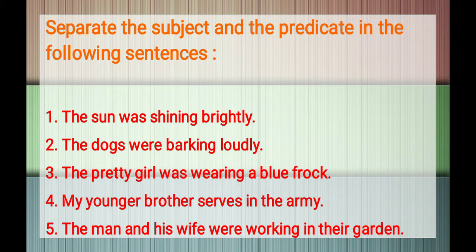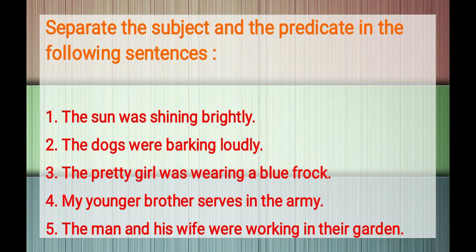Next, third sentence: the pretty girl was wearing a blue frock. Again, you have to find out the verb. Here the verb is was wearing. Now ask the question, who was wearing? What will be the answer? The answer will be the pretty girl. The pretty girl was wearing a blue frock. That means the pretty girl here is the subject and was wearing a blue frock is the predicate.